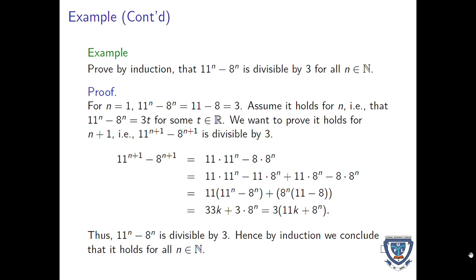Okay, and when you do that simplification properly, you discover that you're going to get a factor 3 in bracket 11(11^n minus 8^n) plus 8^n. So because there's a 3 that is factored out, we say that 11 raised to power n minus 8 raised to power n is divisible by 3. Hence, by the principle of mathematical induction, we conclude that it holds for all n that is in N.